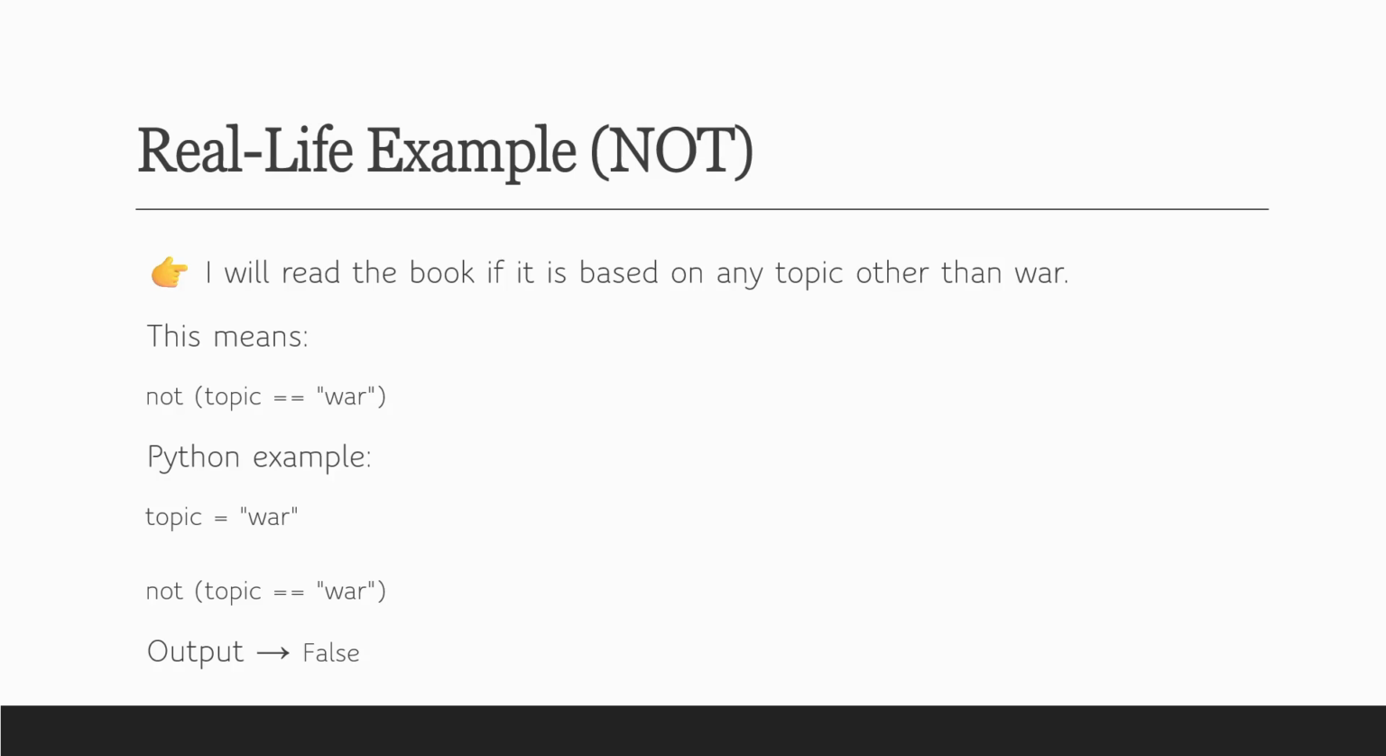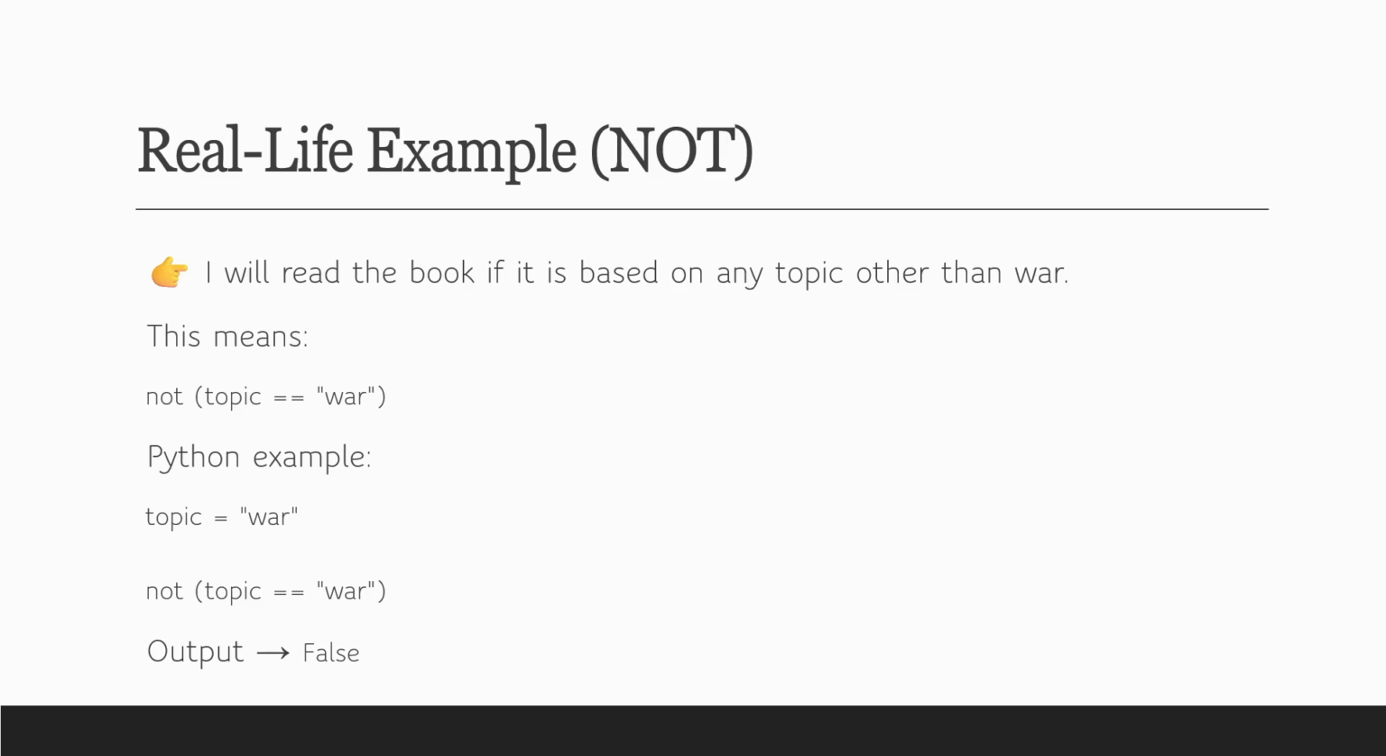Now let us understand the logical operator not with a real-life example. Suppose you say, I will read the book if it is based on any topic other than war. What does this mean? It means you do not want to read the book if the topic is war. In other words, you are checking that the topic is not war.